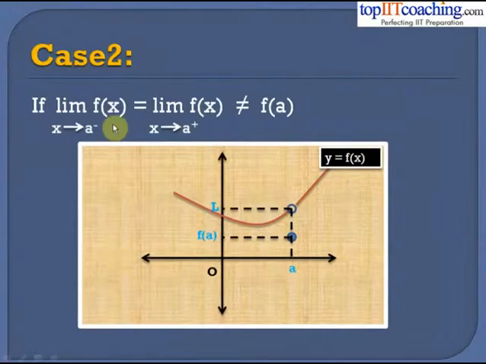Now let's see case number 2, that is the left hand limit is equal to the right hand limit but is not equal to f of a. Now let's try to visualize it. This is the graph of y equal to f(x).